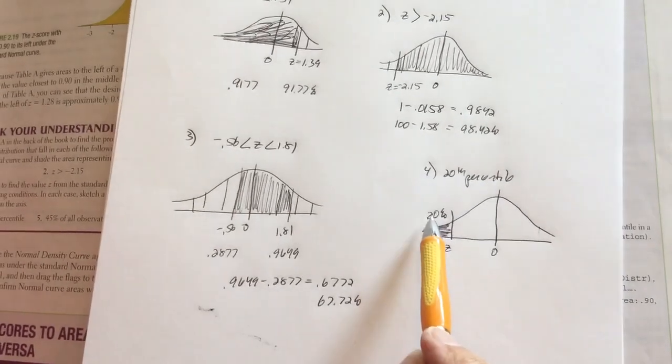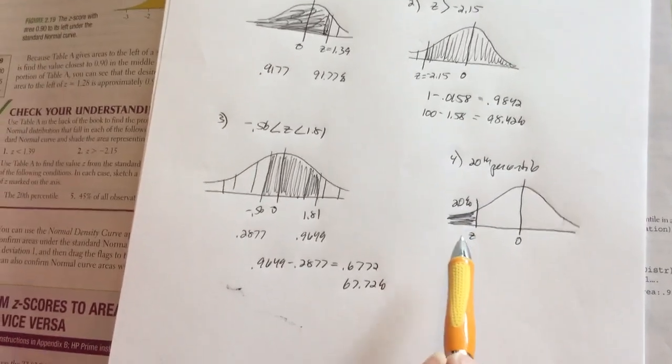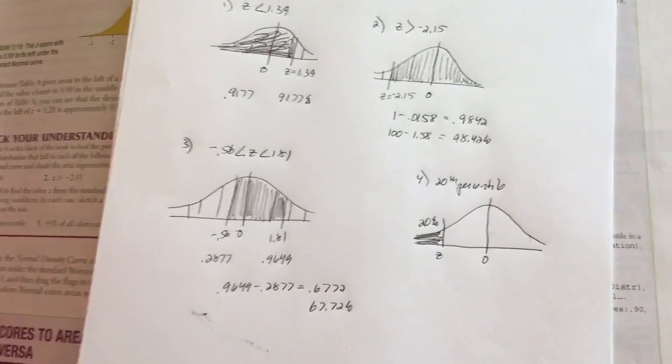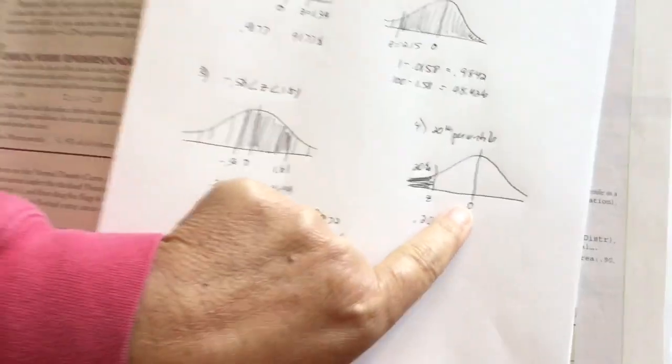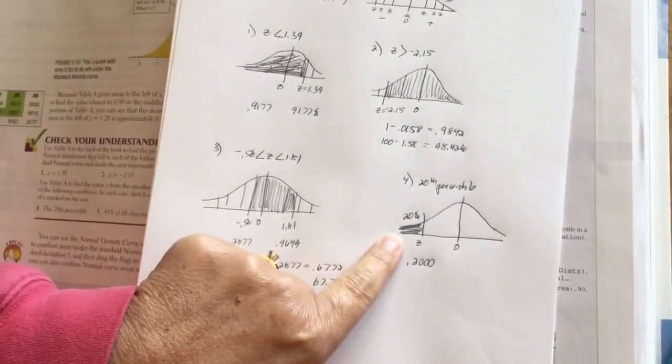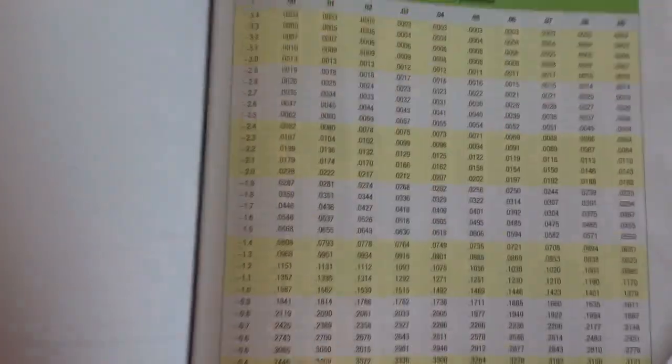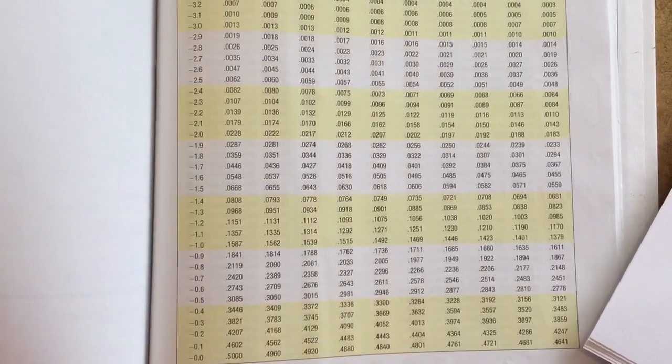We're going to look in the guts of the table for the area. Now, of course, area is all in decimals, so we have to look up 0.2000 in the guts of the table. Obviously, it's going to be a negative z-score because it's on the left side of the mean. So here we are on our negative z-scores. We've got to look up 0.200.